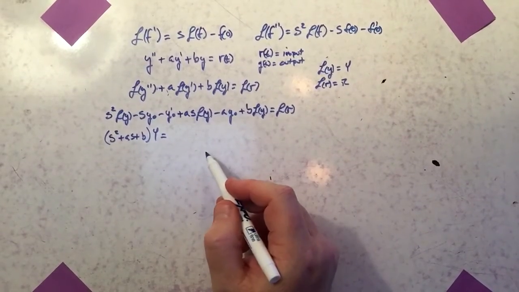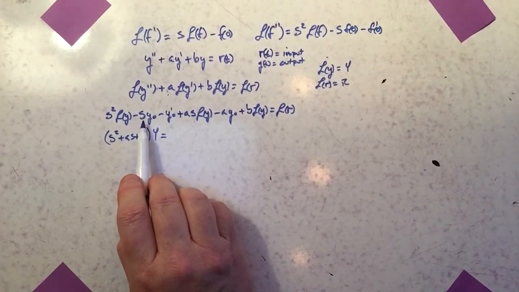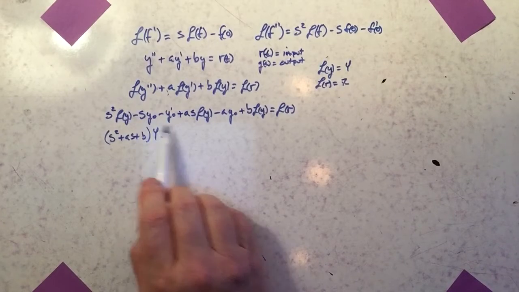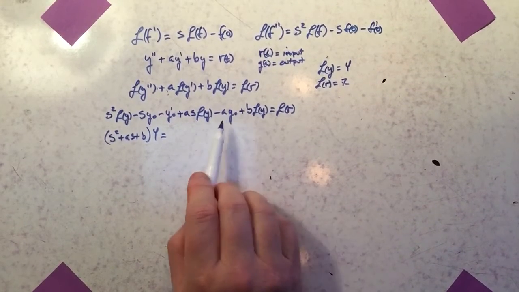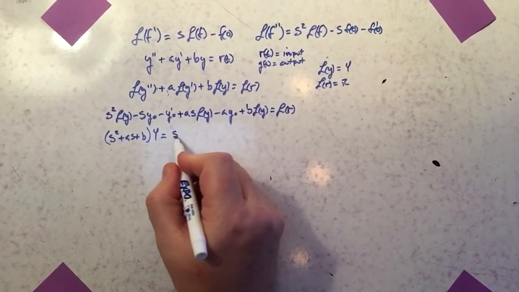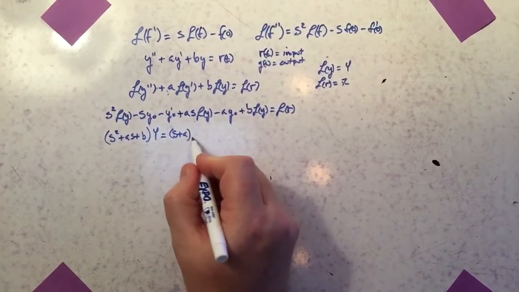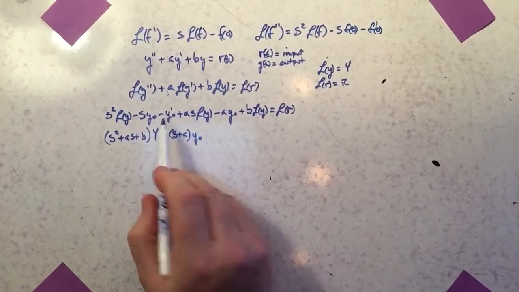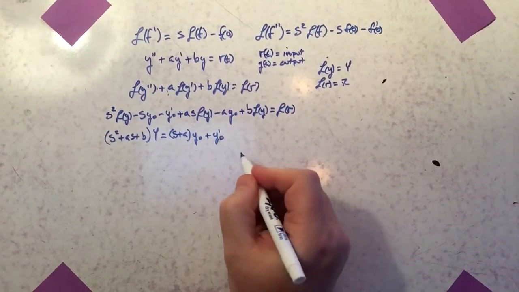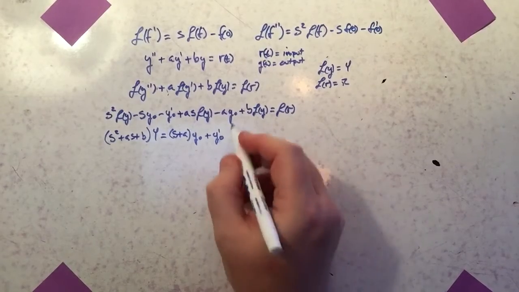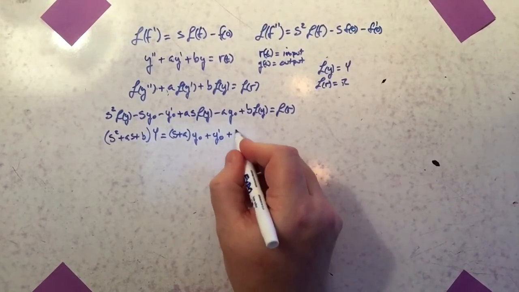Everything else I'm going to put on the other side, and everything else is negative s times y naught. Over here it'll be positive s y naught, and there's negative a y naught. Over there it will be a y naught, so that's s plus a times y naught. There's a y prime of naught, that'll be positive over here, y prime naught. And then finally, r is already over there, so plus capital R.